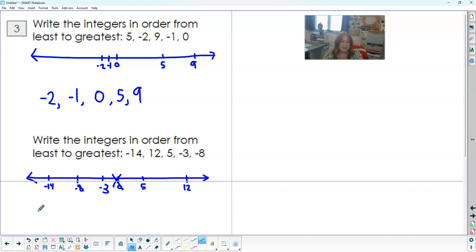So now I'm going to start at the smallest one, negative 14, and then just work my way over. Negative 8, negative 3, 5, and 12. That was not a good comma. So graph them, write them in order, just like you read, smallest, biggest.